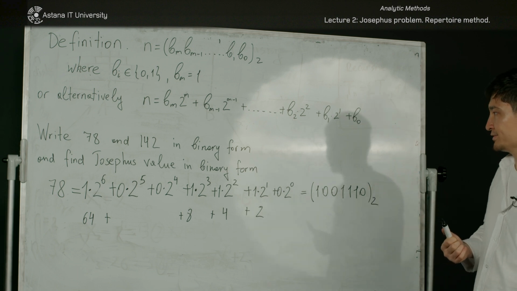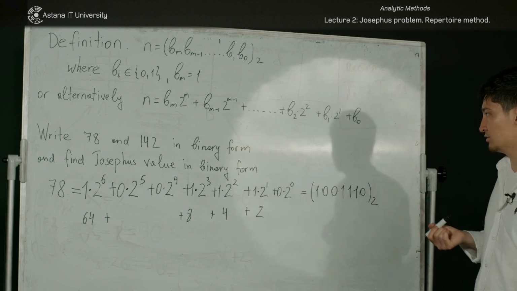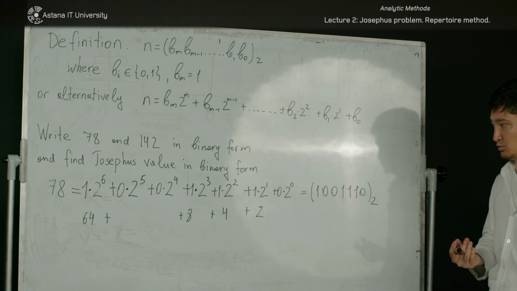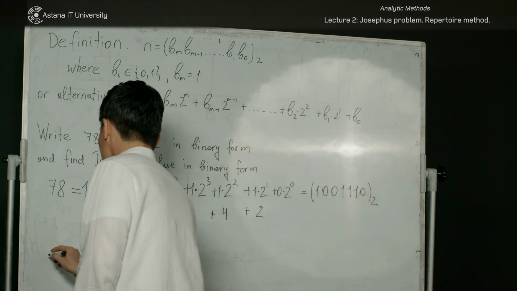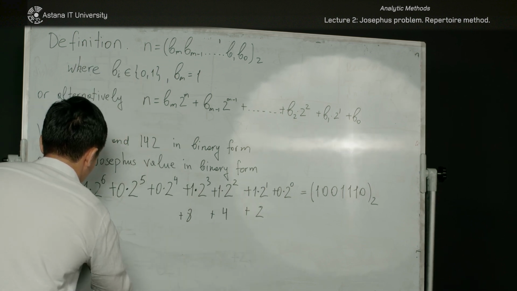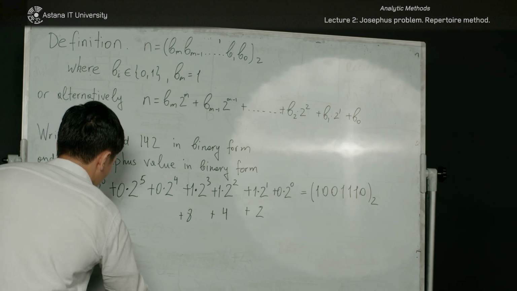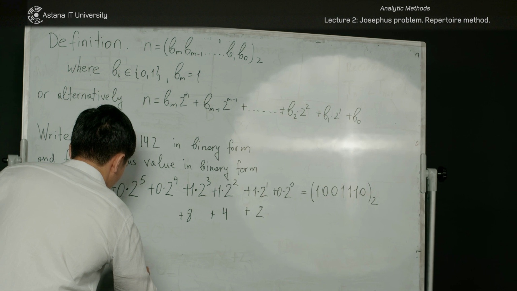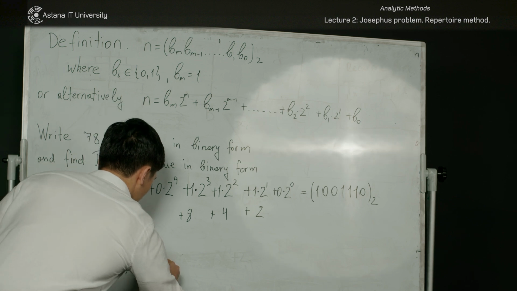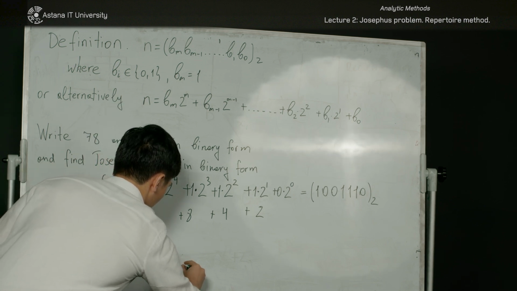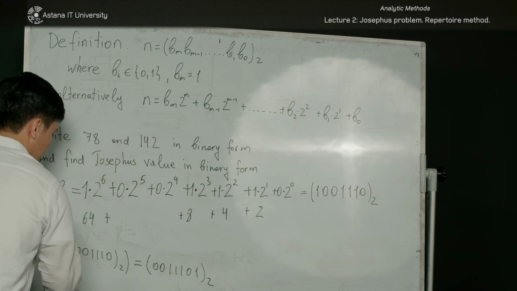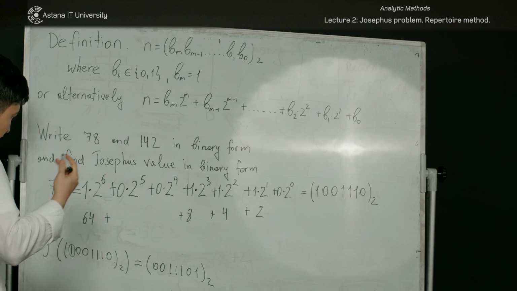As you've also seen in the lecture, we have a small theorem which allows us to find Josephus's value of a binary number as well. So by that theorem, J of this binary number 1, 0, 0, 1, 1, 1, 0 is simply going to be 0, 0, 1, 1, 1, 0, 1. Remember that the 1 at the beginning just goes to the end by that theorem.